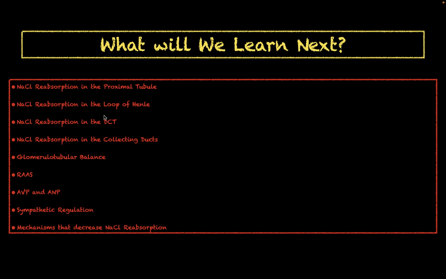We're also going to have a video on glomerular tubular balance. We're also going to have videos on the renin-angiotensin-aldosterone system, AVP and ANP. We're going to have a video on how the sympathetic nervous system regulates sodium chloride reabsorption. And we're going to have a video on the mechanisms that decrease sodium chloride reabsorption. So we're going to have videos on all of these individual topics in this playlist.